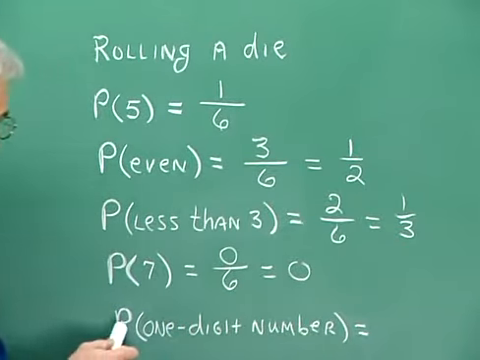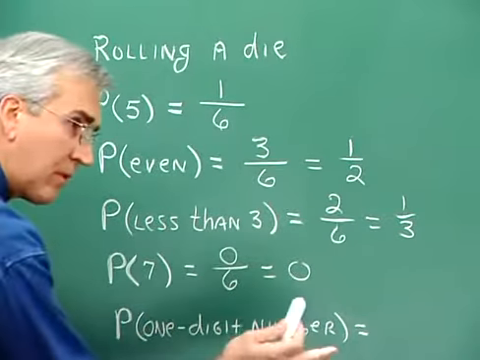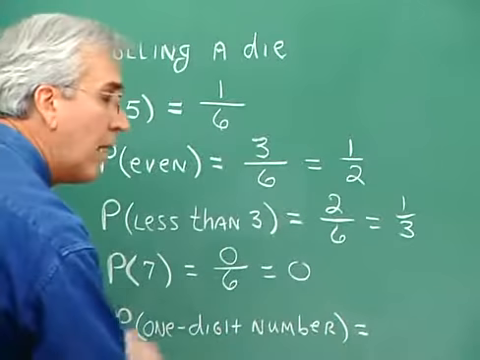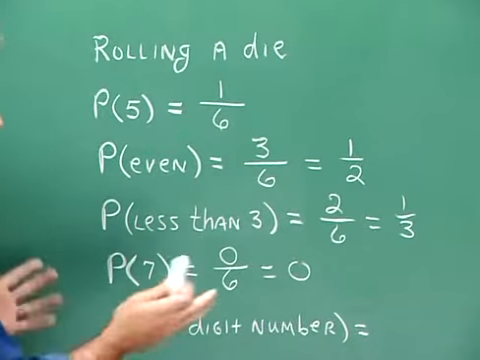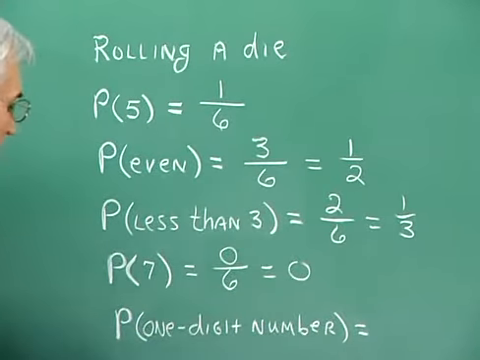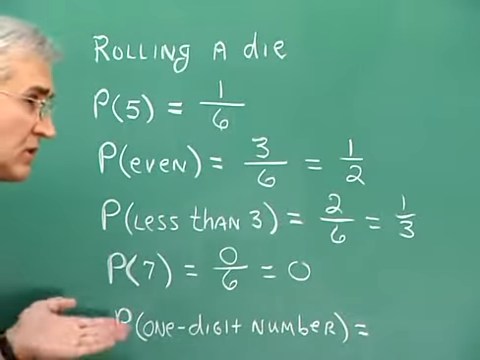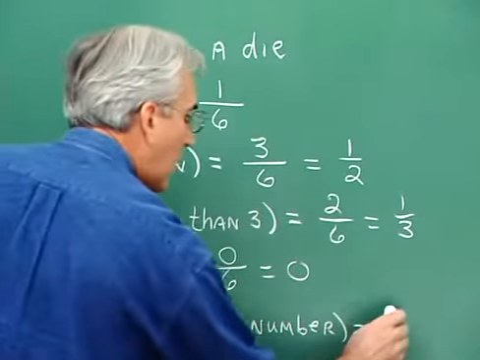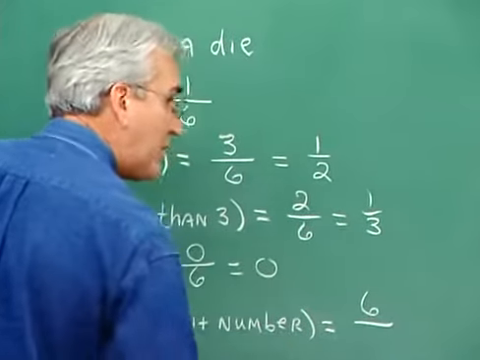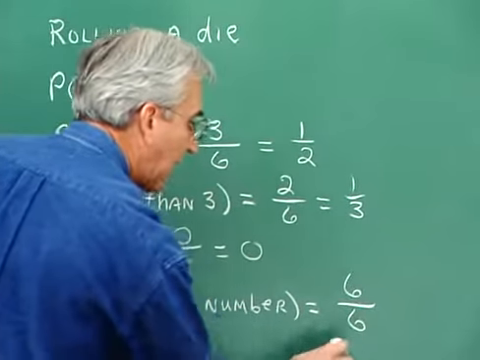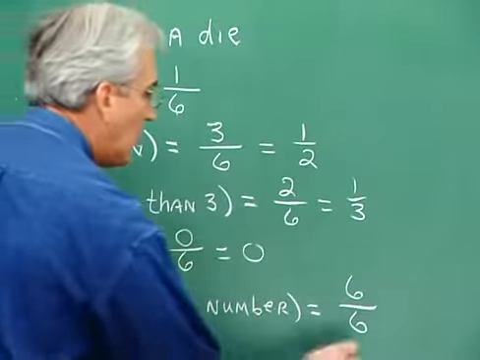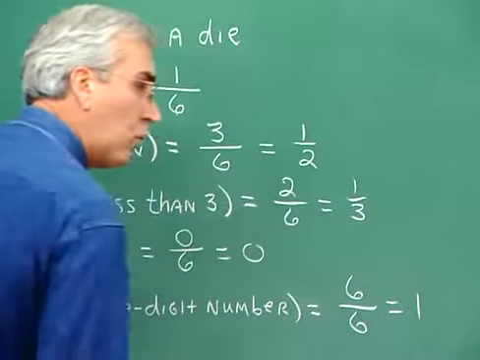Now consider this one. The probability that the number that we roll is a 1-digit number. If we look at the sample space, all of the numbers are 1-digit numbers. So this has to happen. This is a certainty. So there are 6 situations that will fill this out of the 6 possible outcomes. So the probability here is 1.